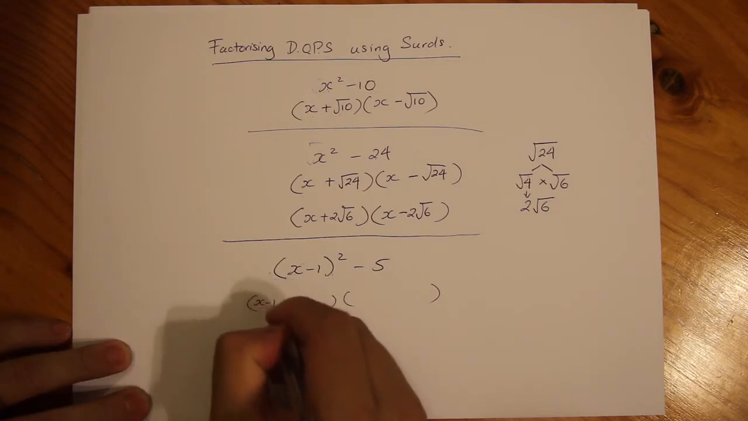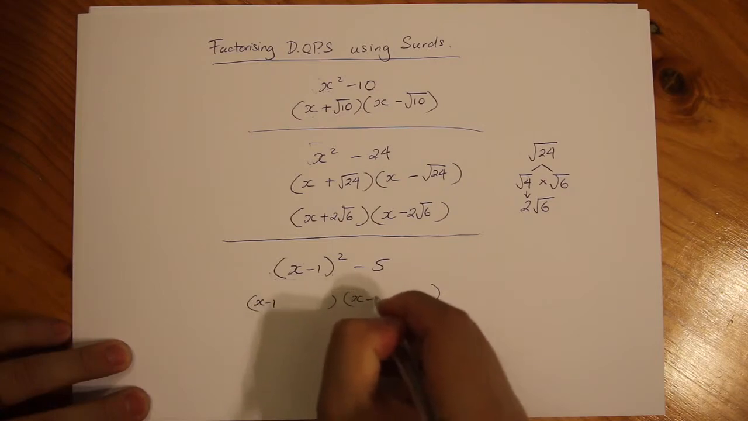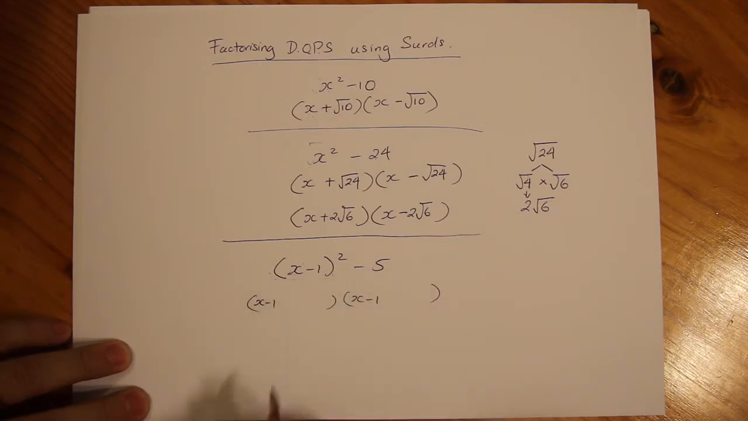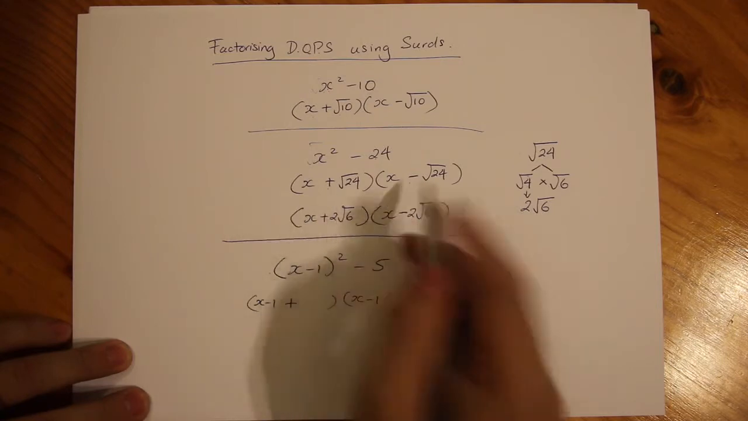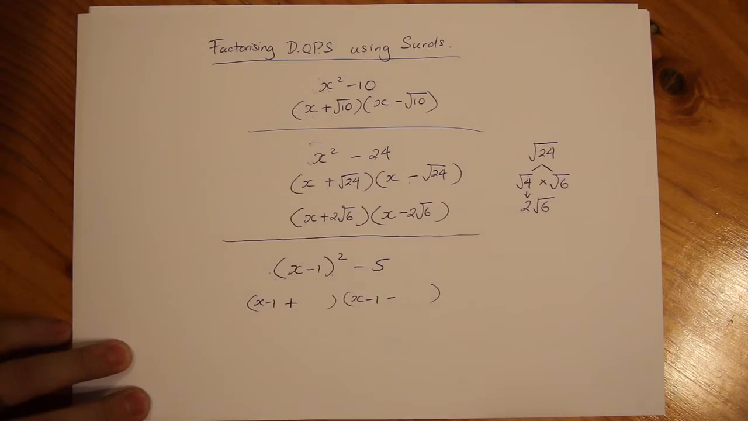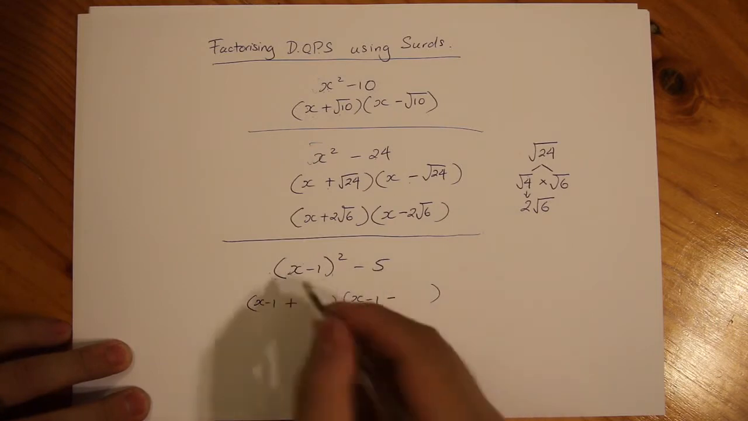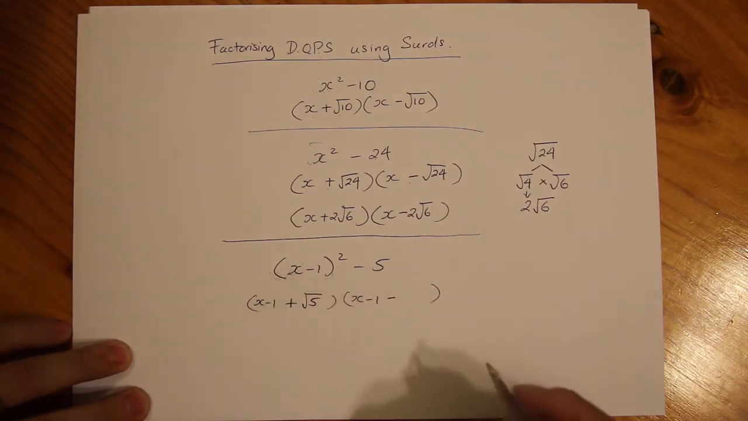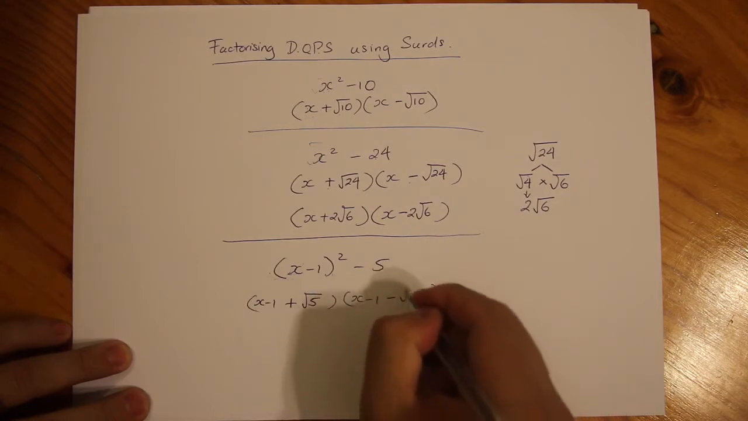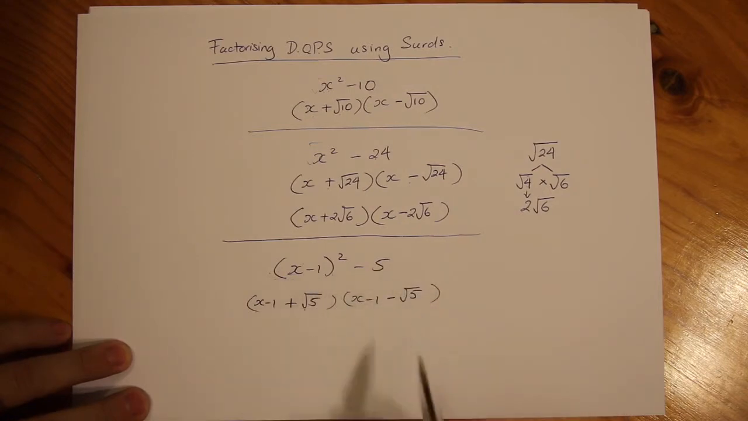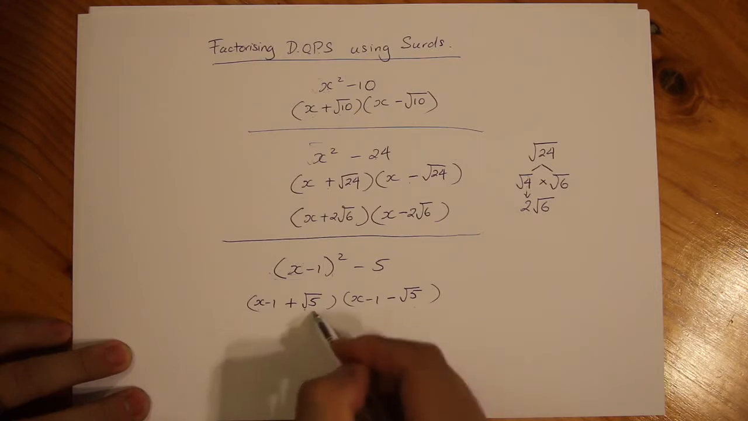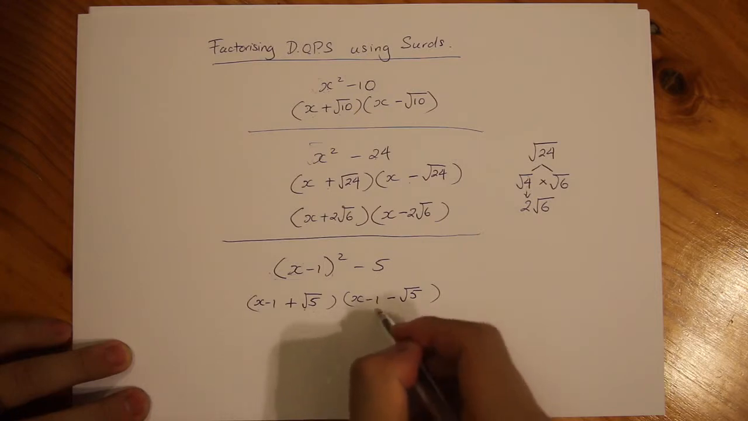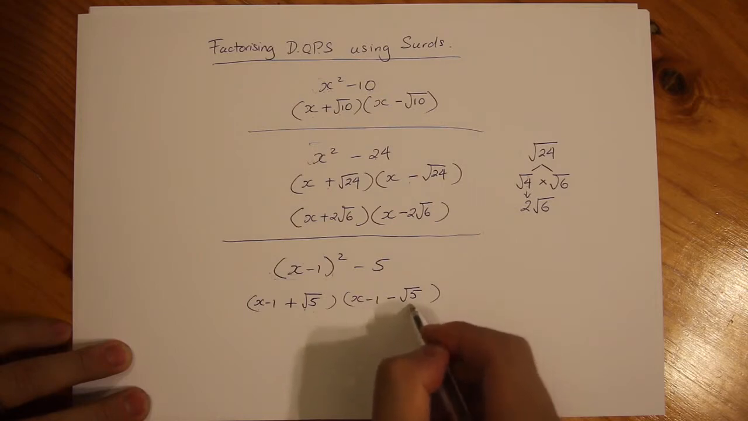We're going to put x minus 1 on this side, x minus 1 on that side. A plus is in one bracket and a minus is in another. The square root of 5 becomes a surd. So the square root of 5 is just the square root of 5. So they fill in the second half. What we have now is x minus 1 plus square root of 5, x minus 1 minus square root of 5.